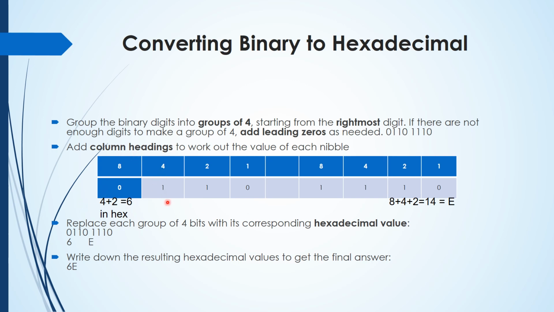And just add the column values where the binary digit is 1. 4 plus 2 is equal to 6. 8 plus 4 plus 2 equals 14, and 14 is equivalent to E. So the answer is 6E.